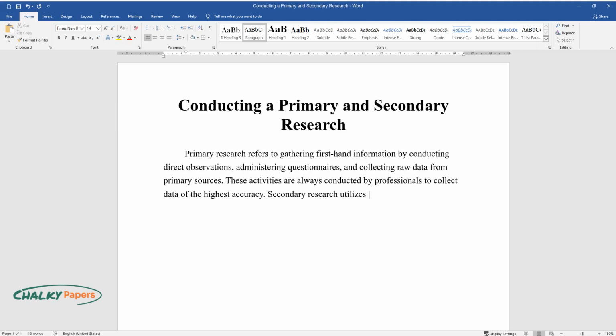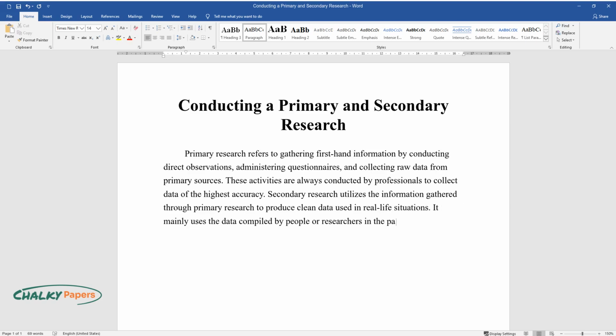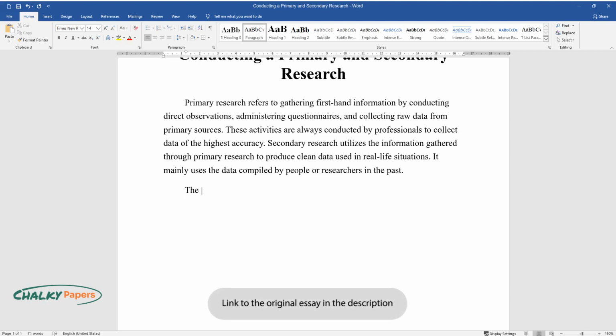Secondary research utilizes the information gathered through primary research to produce clean data used in real-life situations. It mainly uses the data compiled by people or researchers in the past. The primary survey aims to obtain data and answer previously unasked questions.